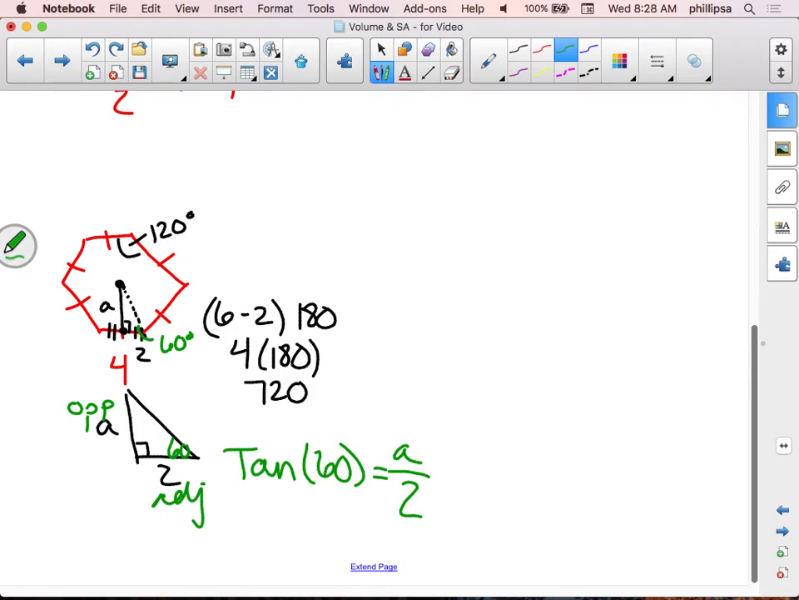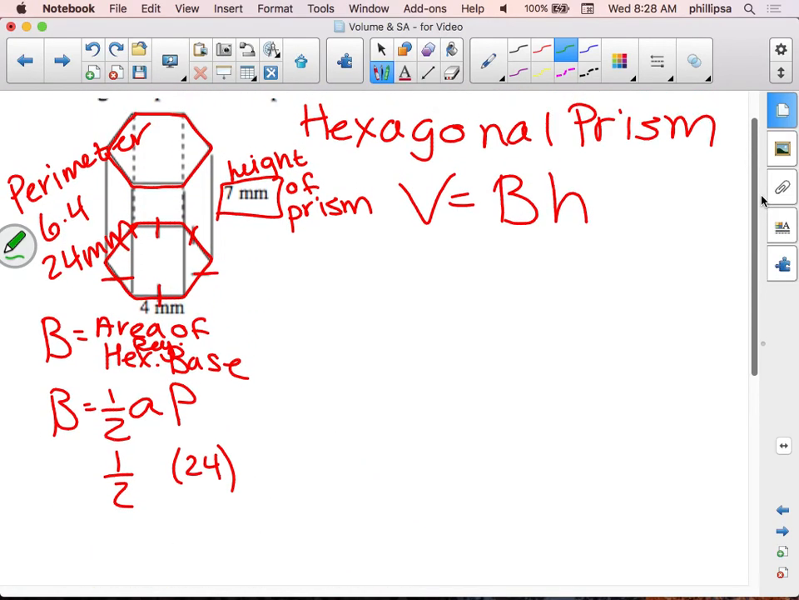The advantage to using your special rights is that you would have an exact answer. Here we're going to have to use a rounded answer, but eventually you would use a rounded answer anyways. So we'll use 3.46 as my apothem height. Now I'm going to go back up to my prism. I now know that my hexagon has an apothem height of 3.46. That means I can now find the area of my hexagonal base. Let me just quickly type that in.